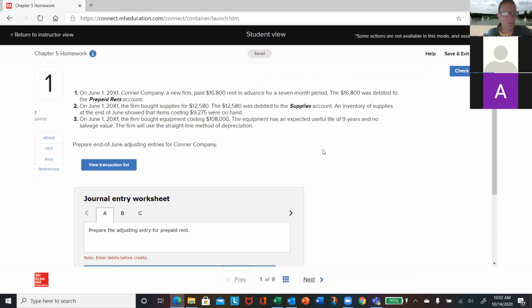So I'll just start here with number 1. And when I do this, I'm going to go a little bit back and forth with my screens because I want to go into the ledger. This problem only does the journal, and I want to show you the ledger as well.